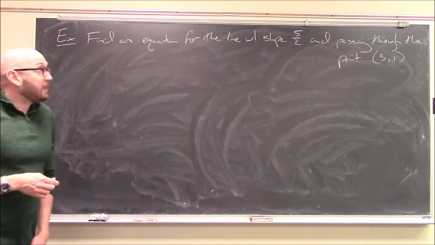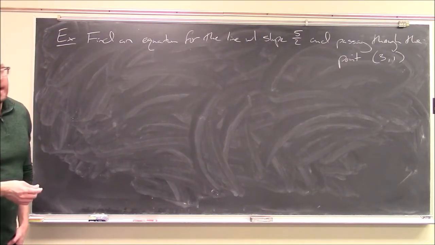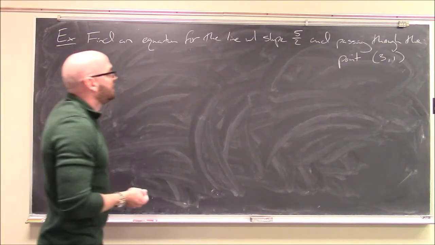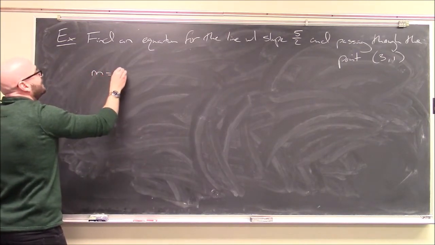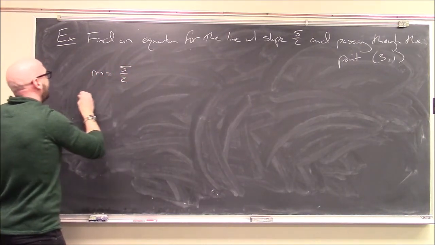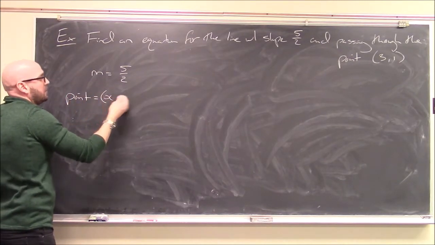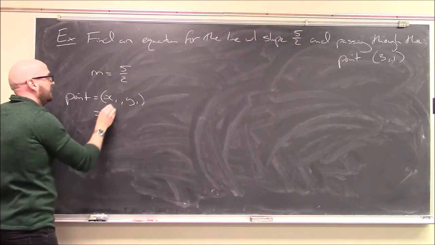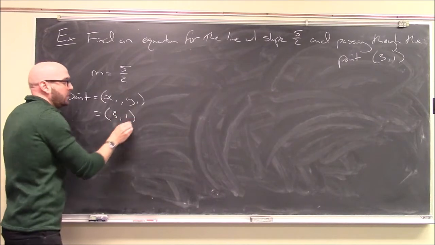So we'll start off with a fairly easy example here. Find an equation for the line with slope 5/2 and passing through the point (3, 1). Well, there's not a whole lot to this. Our slope is 5/2, and we have our point that we arbitrarily called x1 and y1 in the equation, but that is 3 and 1 in this case.